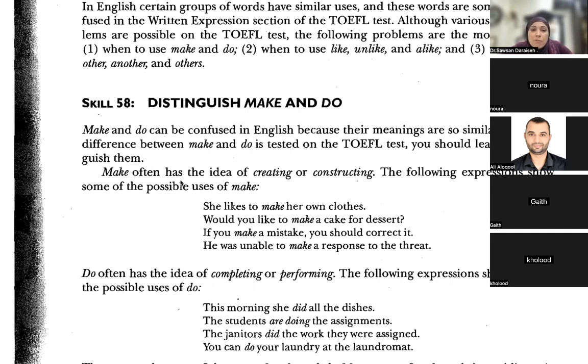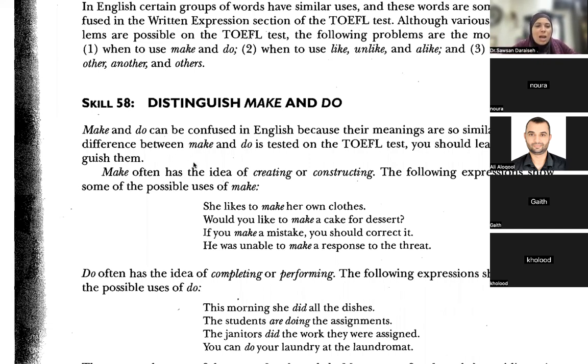Look, guys, make often has the idea of creating. So whenever you want to create something, create. You build something, you create something. Construct, you build something. All right? Use make. So make is connected to creating. So ask yourself, are you going to talk about creating or constructing something? You are building a certain thing or making a certain thing, guys.